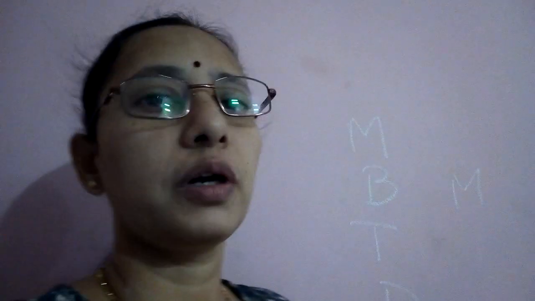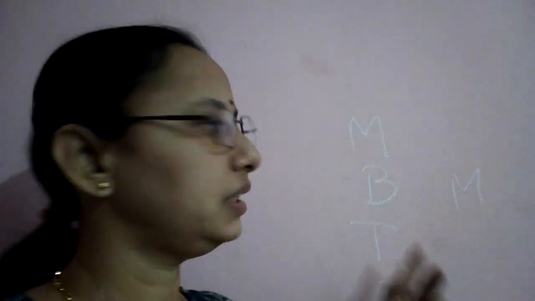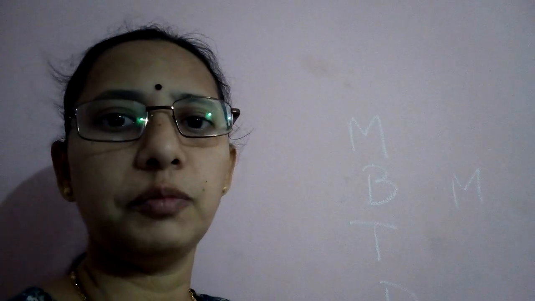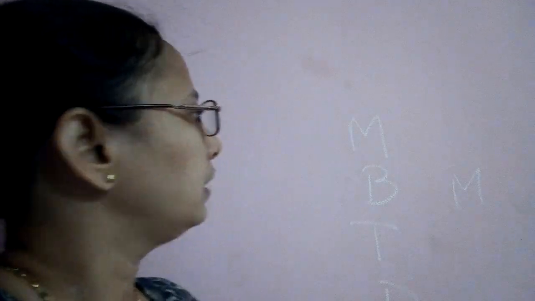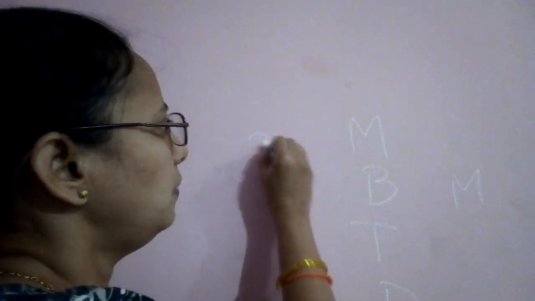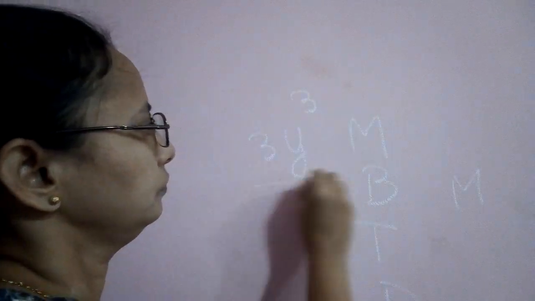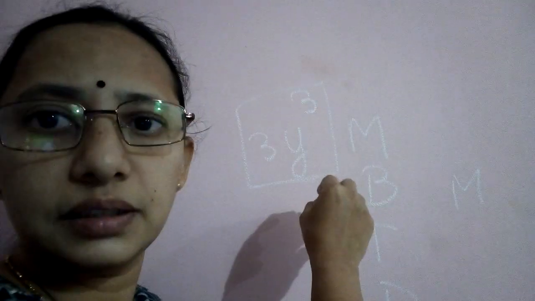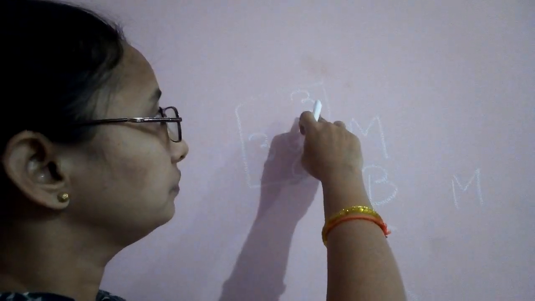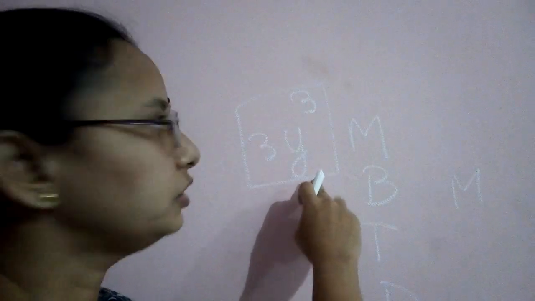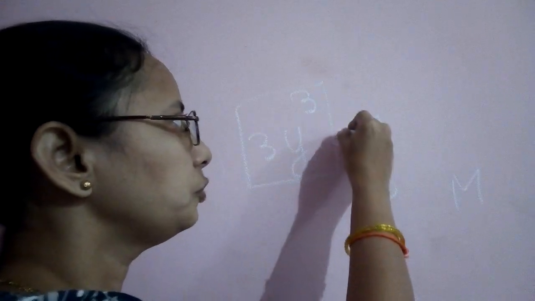When we know what a monomial is, we can easily understand what a binomial, trinomial, polynomial, and multinomial are like. A monomial is an expression having a single term whose exponent of a variable will always be a non-negative integer. Let's see an example. This is a single term, and the exponent of this variable y is always a positive integer. So this is considered a monomial.